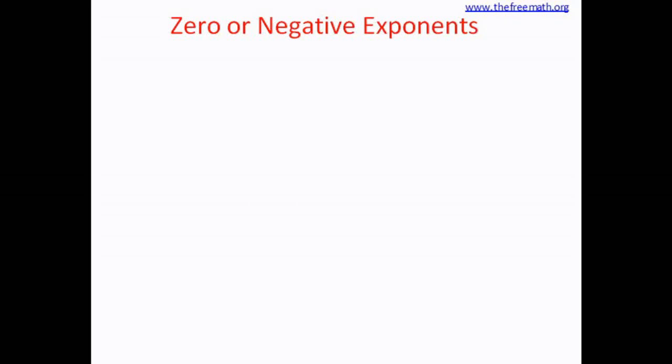Let's see what happens when the exponent in the exponential number is 0 or negative. Before we do that, let's look at the familiar exponents, which are positive whole numbers.